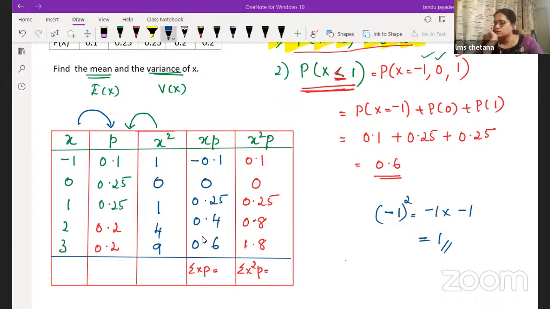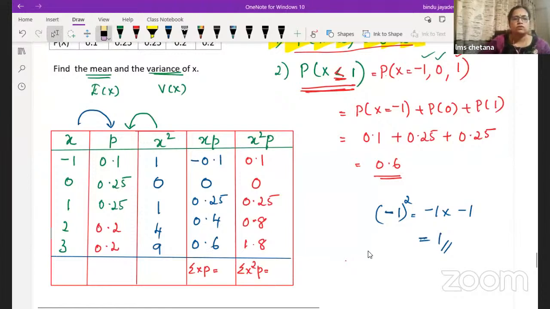Yes. Now tell me the answer here. YouTube answers are something different. See here, sigma xp. What is sigma xp? And sigma x square p. 1.45, Pratham is telling 1.45. What about others? 1.15. Do one thing: add these all and subtract.